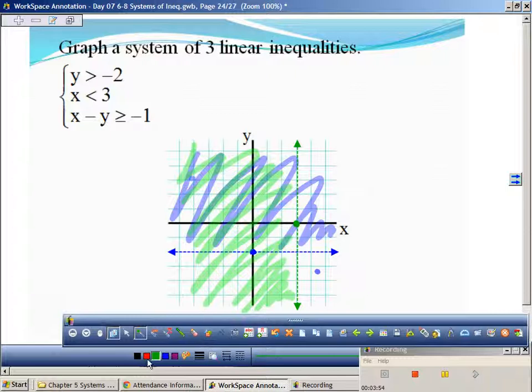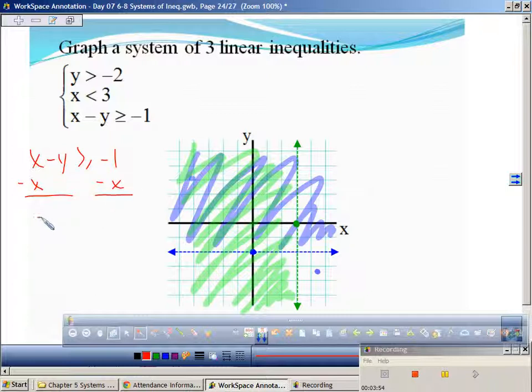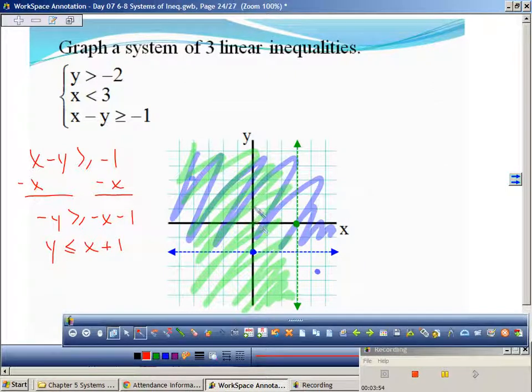Okay, so my last one is this last equation here, and I have x minus y is greater than or equal to -1. When I subtract x from both sides, I get -y is greater than or equal to -x minus 1. I need to switch the sign and switch the inequality. So I go up 1, then up 1 over 1. Is this going to be solid or dotted?